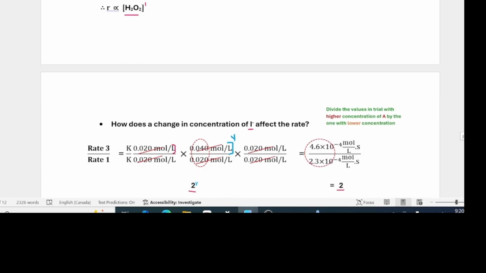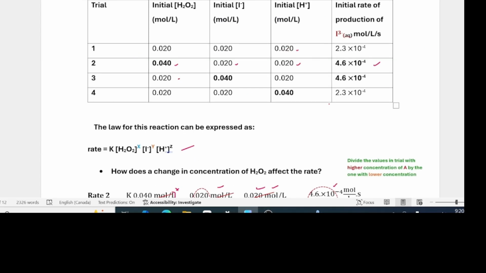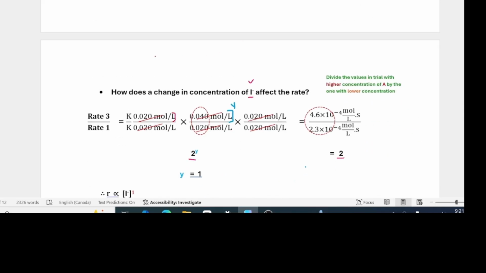Next, we want to see how a change in concentration of iodide ions affected the rate. We go to the table, see where the concentration of iodide ions has been changed, and the rest remain the same. We can see it has been changed in the third trial. These remain the same here, and that's the rate there. So what trial should we divide by what trial? We should take all the values of trial 3 and divide them by the values for trial 1 to see how the change in concentration of iodide ions affected the rate of the reaction. So doing that, we get these expressions here.